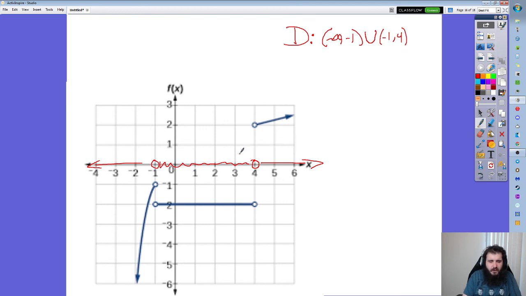And then finally, our last interval, which we're going to union together, is 4 all the way up to infinity. So again, 4 is an open circle, so we don't worry about that. Parentheses, and then we go to infinity. And infinities are always parentheses as well. All right, so that's our domain.